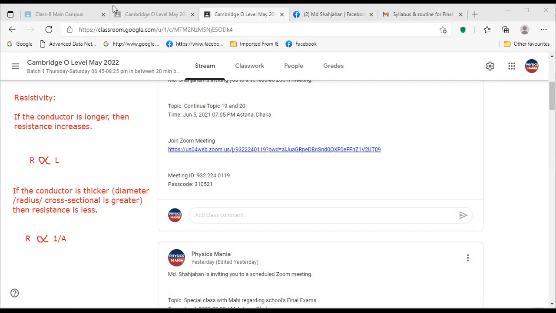One, two, three, four, five. Image five.